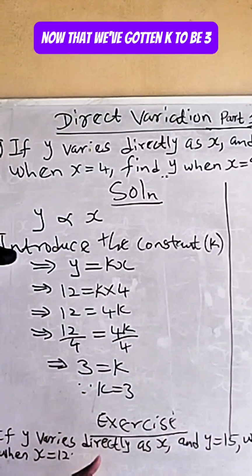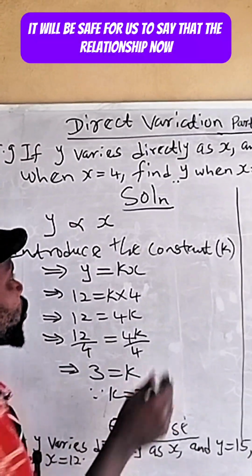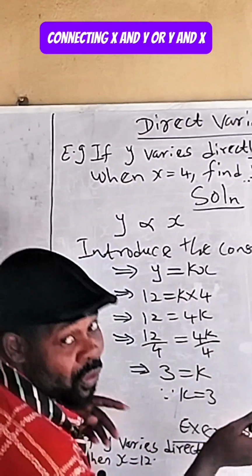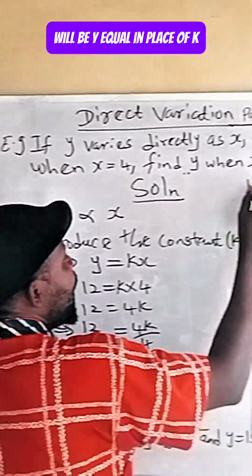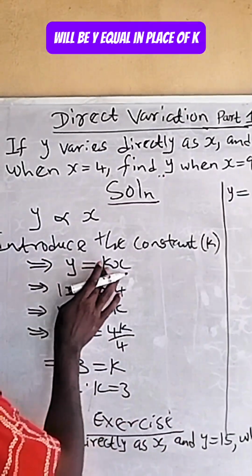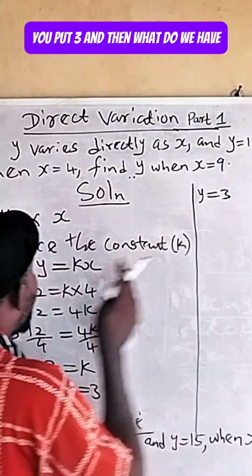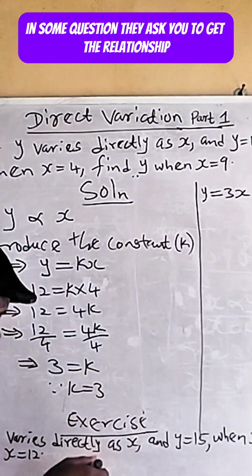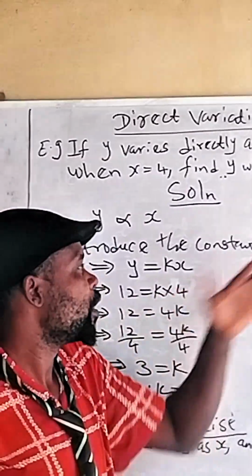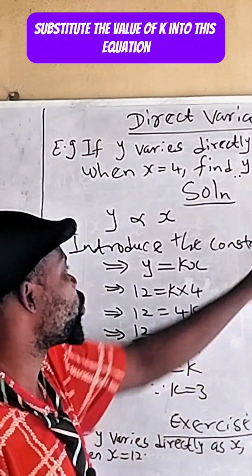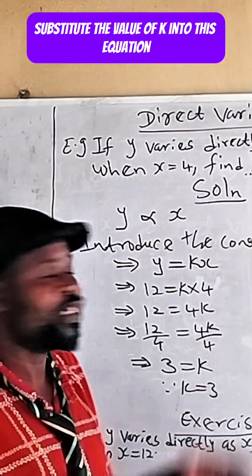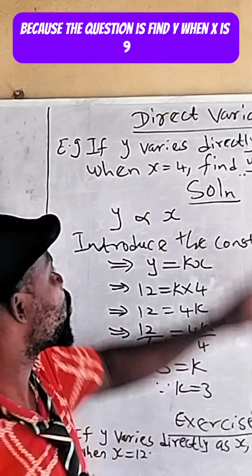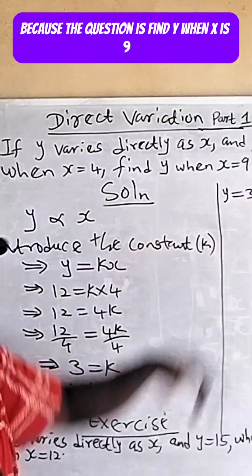Now that we've gotten k to be 3, it will be safe for us to say that the relationship connecting x and y, or y and x, will be y equals, in place of k, you put 3, and then x. So this is the relationship. In some questions, they ask you to get the relationship. To get the relationship simply means substitute the value of k into this equation. That is all. But we are not done because the question is, find y when x is 9.